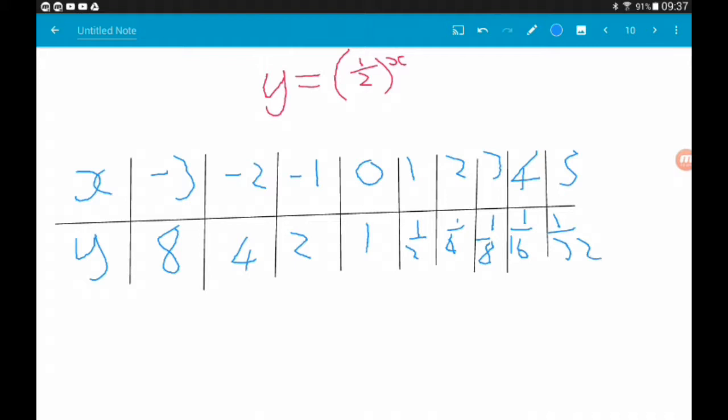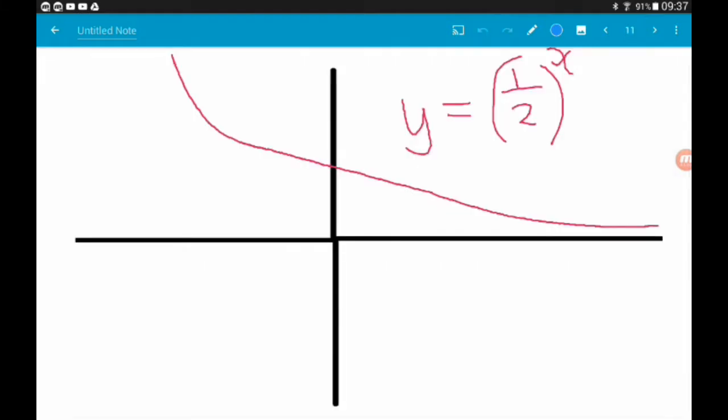These values are almost the same as 2 to the power of x, except they are starting big and whole on the left, when we have negative values, but then they're being divided by 2 as we move over to the right. So the graph is actually going to look like this. It's a reflection of y equals 2 to the power of x through the y-axis.